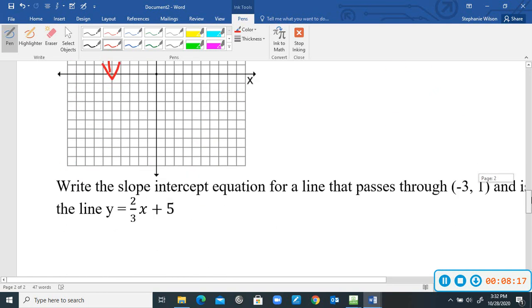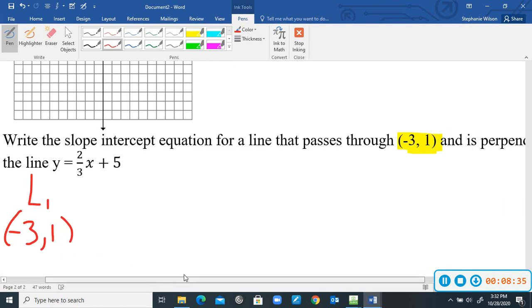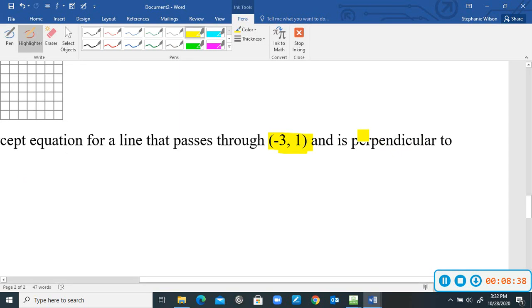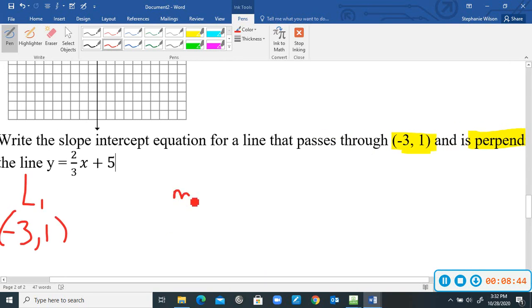So let's solve this equation here. I like to read it in parts. I know that line 1 passes through this ordered pair, so I'm going to go ahead and write L1, and I'm going to write the ordered pair of negative 3, 1. And then I'm going to finish reading. It says it's perpendicular, so if it's perpendicular, then I know that my slopes are going to be opposite signs and reciprocal numbers.